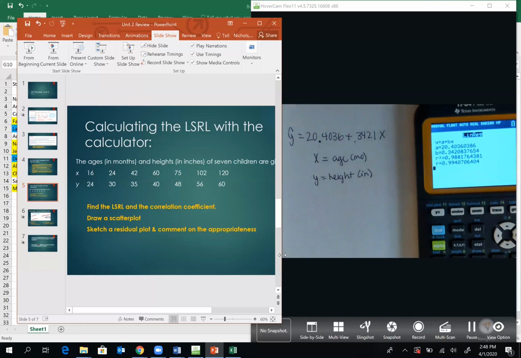It says draw a scatter plot. If you're asked to make a scatter plot on the AP exam, you need to individually set up your x and y axis, and plot the x and y coordinates. It's not just a sketch they're looking for. They're looking for a proper scatter plot.